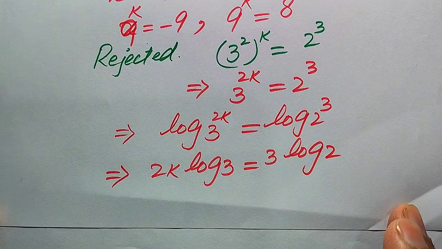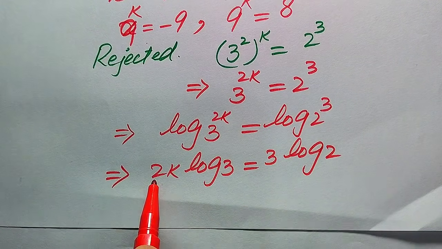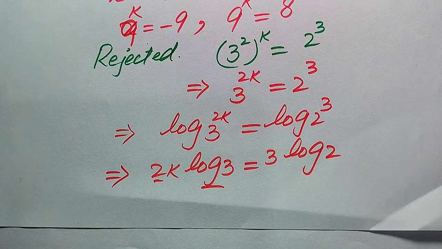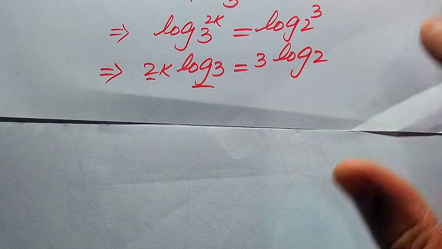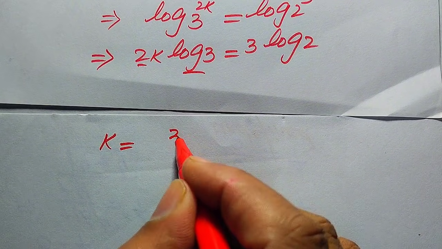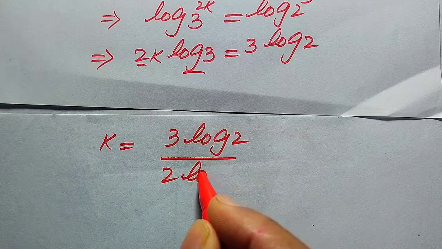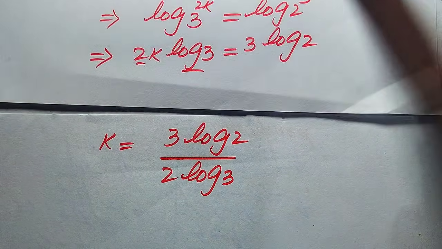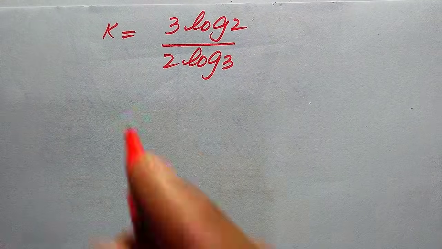times log 2. And now, because our target is to find the value of k, we move this 2 and log 3 from the left-hand side to the right-hand side. So after moving this to the right-hand side, it will be written in this form. So we obtain k is equal to 3 times log 2 divided by 2 times log 3. Here we need a little bit more simplification to write our answer in the simplified form.